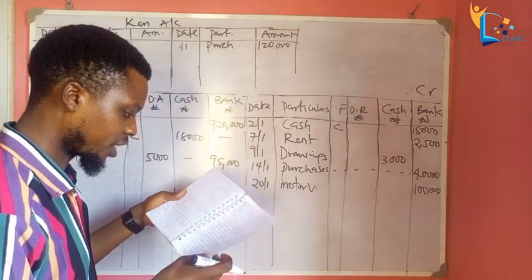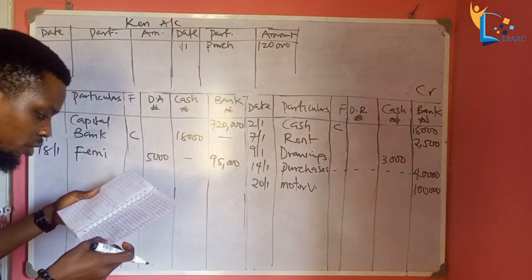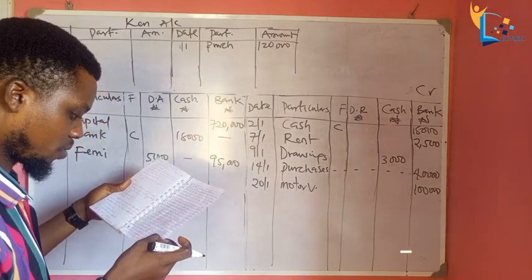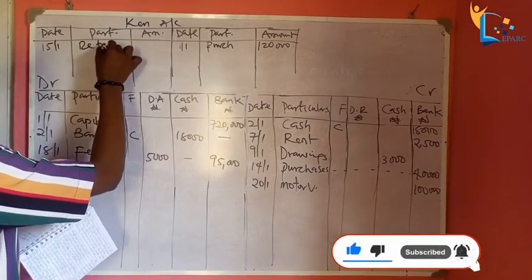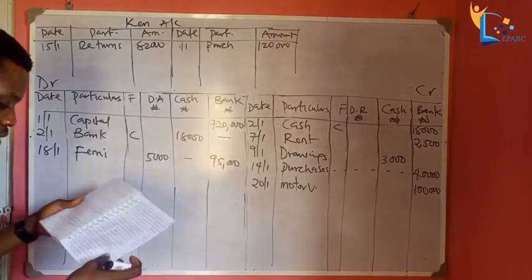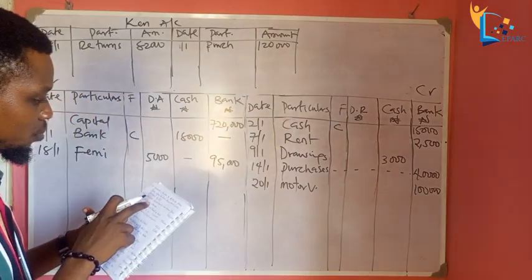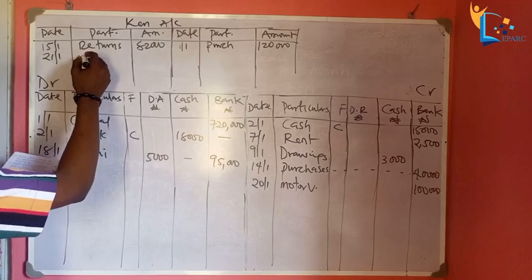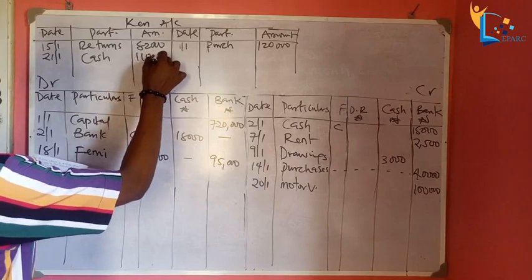Did we pay Ken at any time? Let's see. Okay, Ken, we returned to him 8,200 on the 15th. Before then, did we pay him any money? Okay, we didn't pay Ken any money. All right. So on the 15th, we returned goods worth 8,200. Now on the 21st, we paid him cash in full settlement of his account, 110,000.